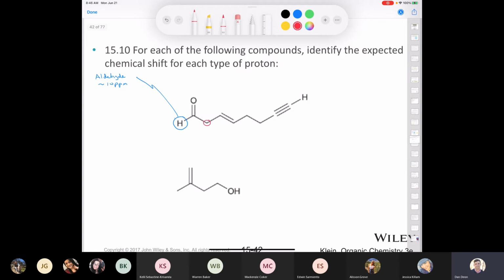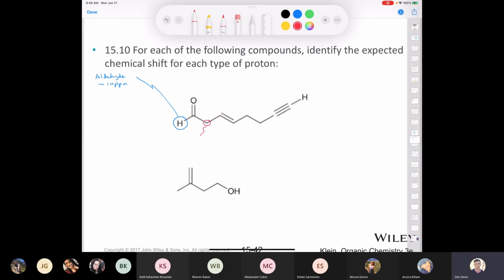Here we have a methylene. This is just a CH2. Now, we've got to be careful about this one, because it's not just a regular old methylene, is it? Could anybody tell me, would these protons, this CH2, be considered allylic or vinylic? And again, I'm not trying to trick you or anything. So these would be allylic. Okay, so these would be allylic protons.